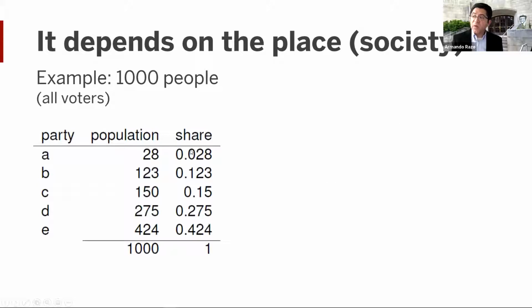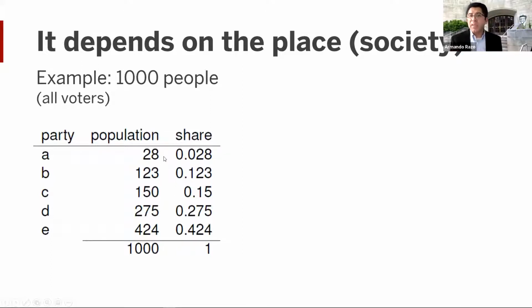The first example I'm going to give you is a simple society with 1,000 people. For simplicity, let's assume that all 1,000 people can vote in an election. Here you have a table with 3 columns. The first column identifies the party. We have 5 parties that are competing in this election. The second column shows the number of people in the population. So there are 1,000 people. The first row, for example, tells you that 28 people support party A. And the third column gives you a number between 0 and 1, a fraction of people who support one party or another. So this is the raw information I'm going to use.